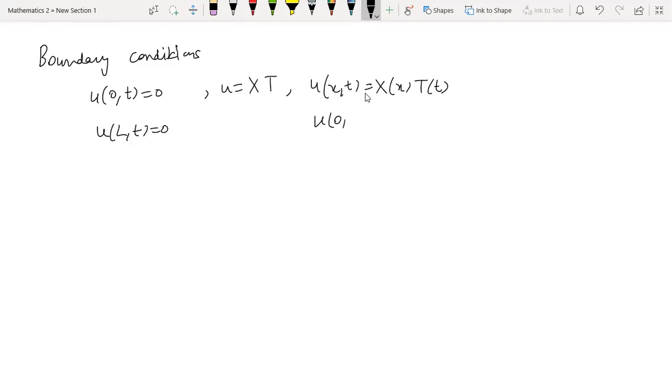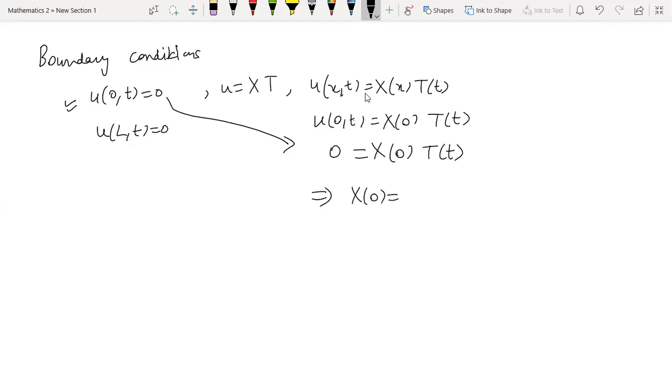So if you put x equal to 0 and t equal to t, small t is small t, but small x is 0, because I want to use this one. So u at 0 comma t is given to you as 0, which is equal to X at 0 into T at t. This implies X at 0 is 0 because T is non-zero. What is T? Capital T is a function of t. So why does this have to be non-zero?